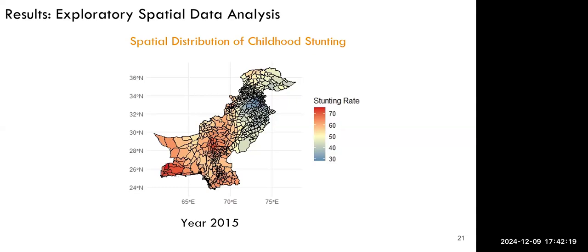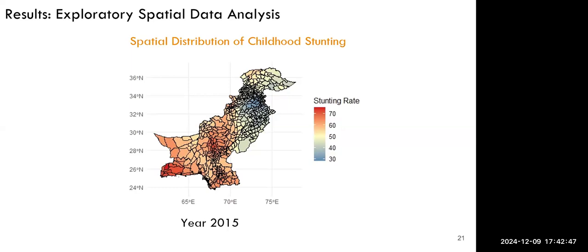Well, as you can see, we can easily identify a few clusters. So the value ranges from 30 to 70. And that's quite a lot of variation. I mean, we have some regions in, let's say, province Punjab, where the stunting rate is around 30%. Still, it's not really low.